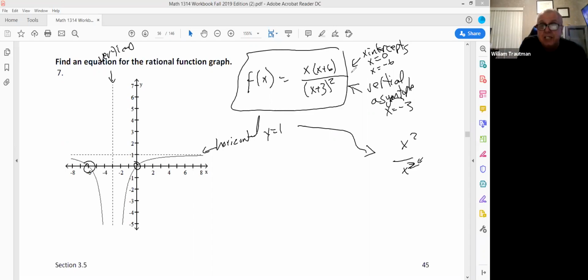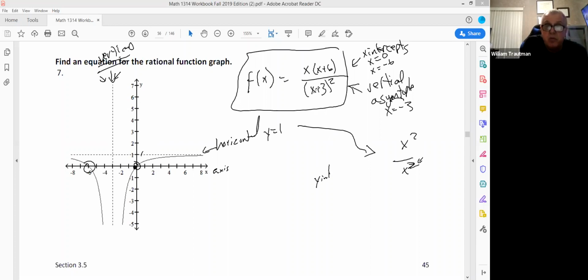Once again, the x-intercepts are the top. X-intercepts are where the graph crosses the x-axis. The bottom is the vertical asymptotes. And I was just looking at the y-intercept. The y-intercept is 0, wherever x is 0.